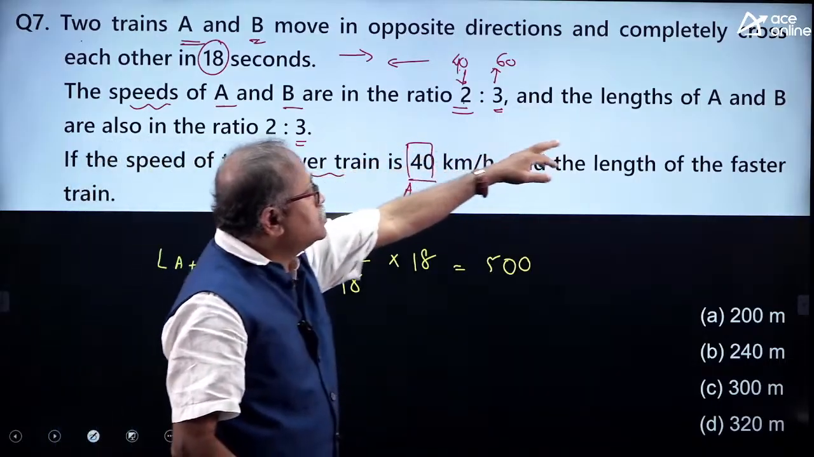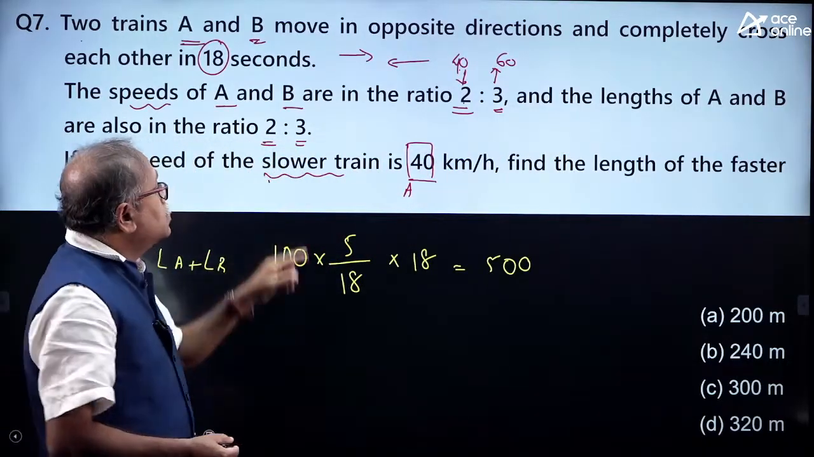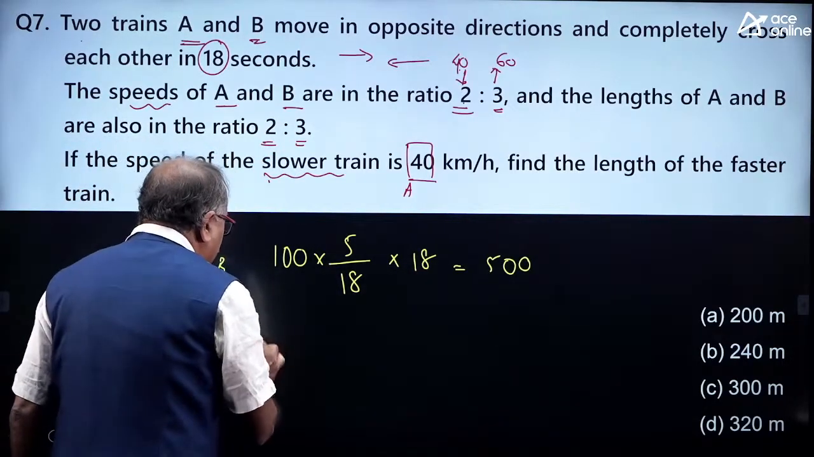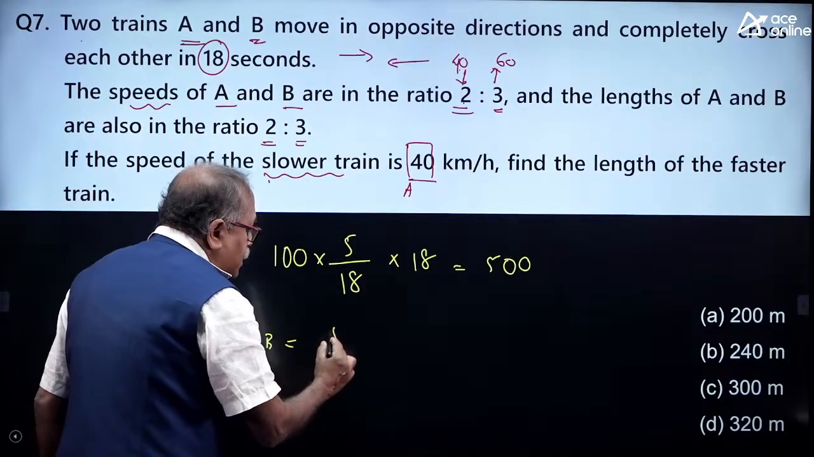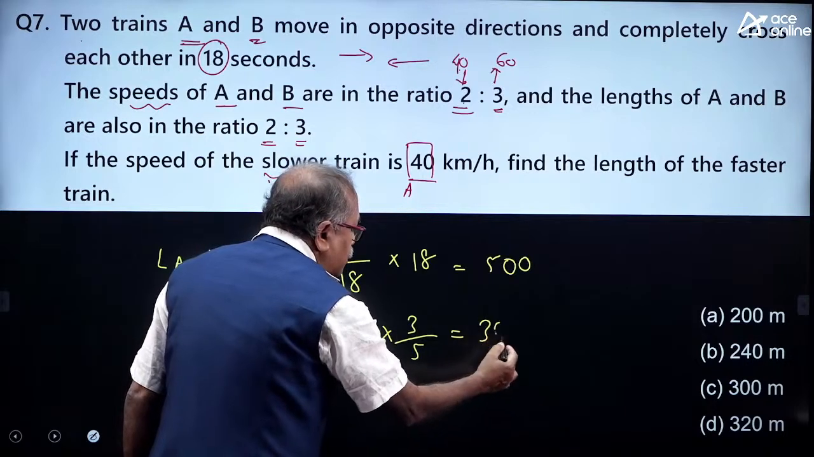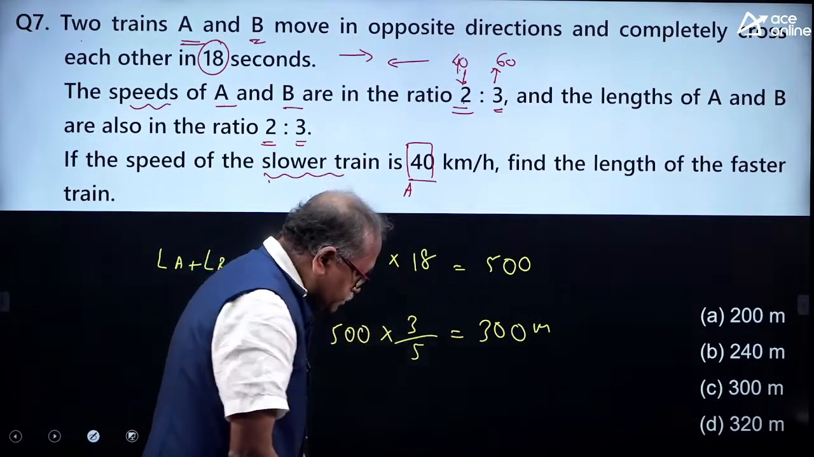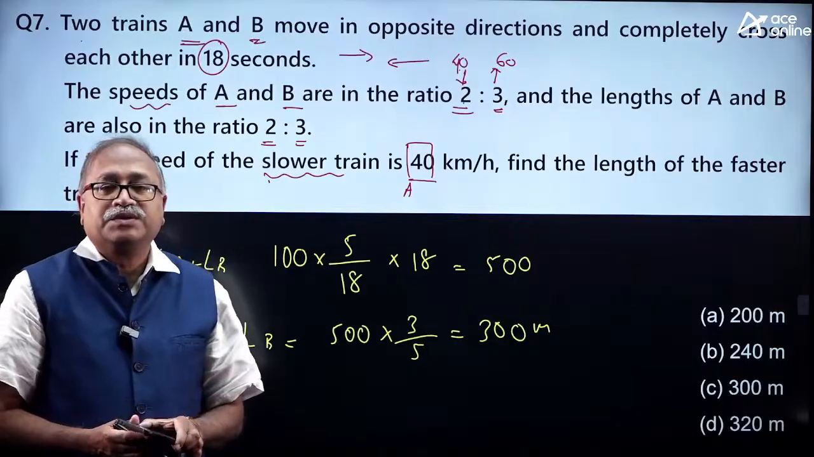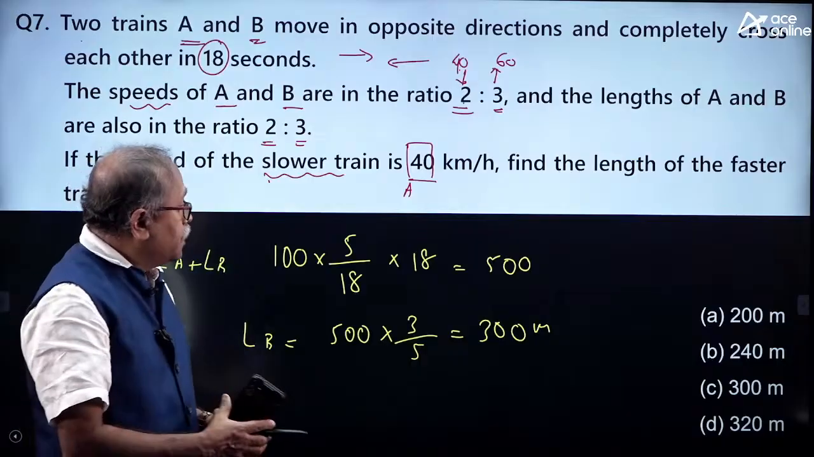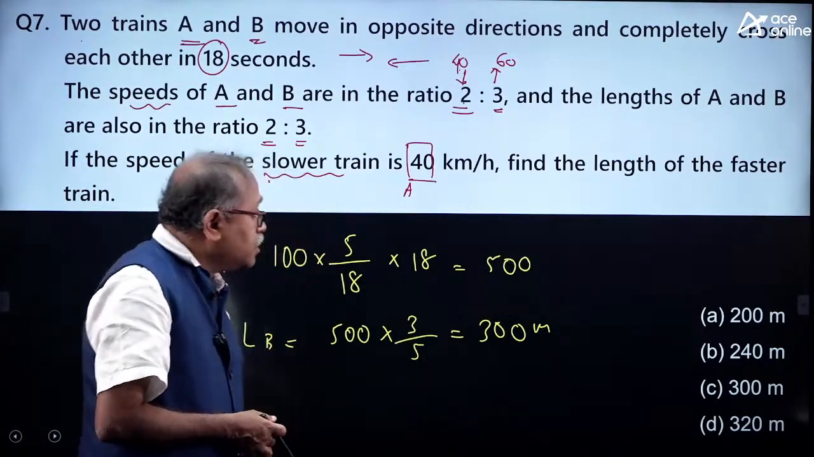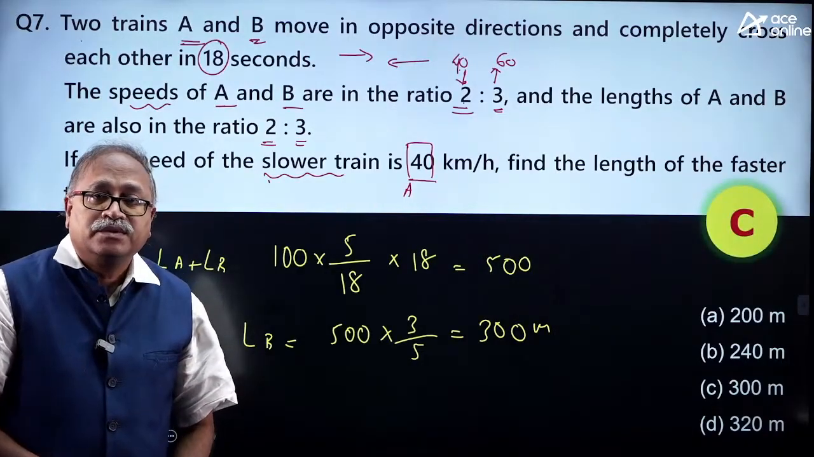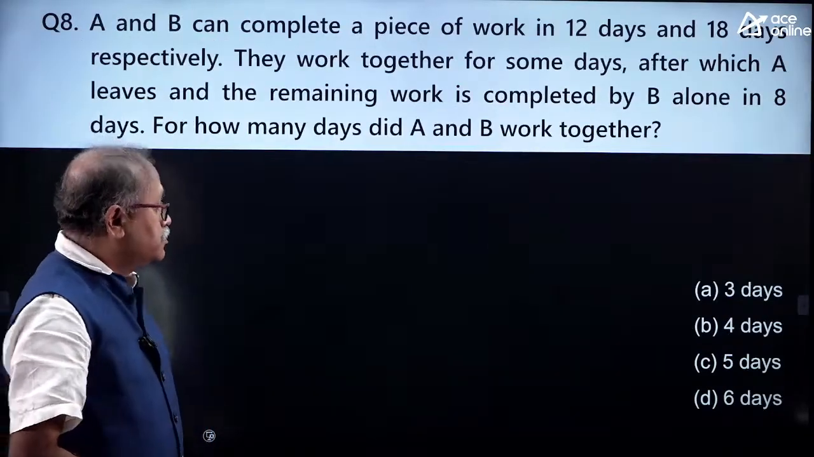Look at this one, the length ratio of A and B is 2:3. So I need the 3 parts out of 5 parts. So the total length is 500. So length of B will be 500 into 3 by 5, which is nothing but 300 meters. Is that clear, my friends? Okay, so let me check that 300 meters means option C. Yes, that's right. Let's move on to the next question, which is here.